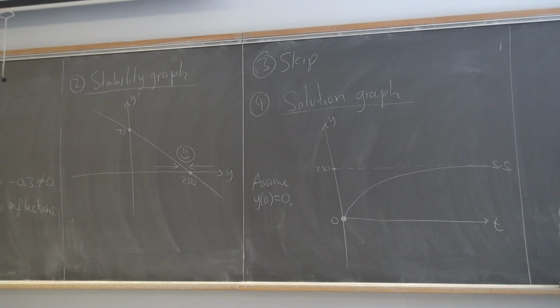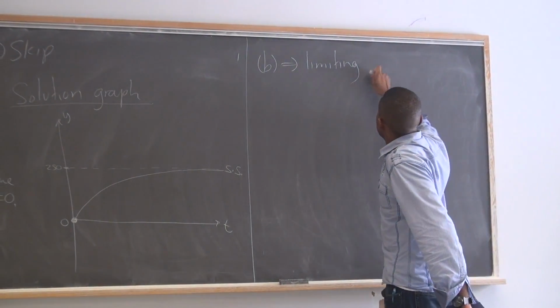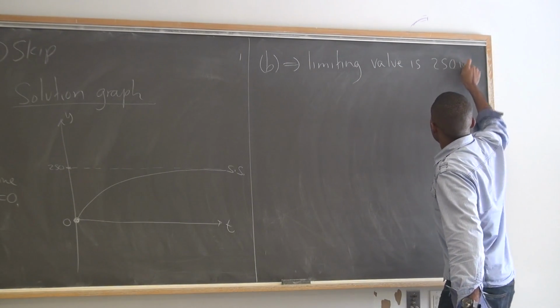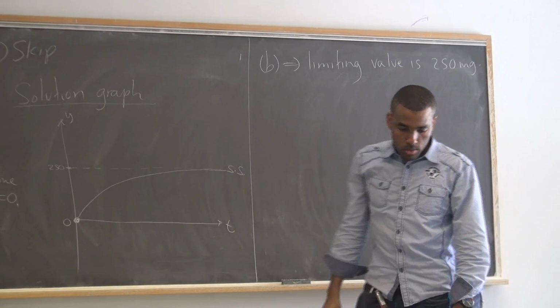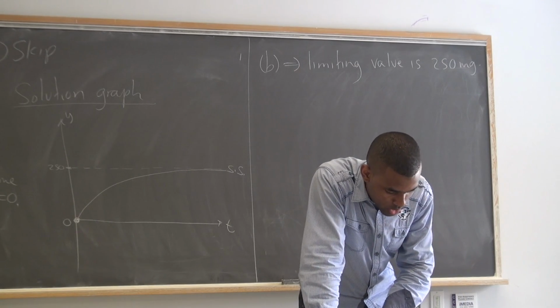And so when they ask the question, what's the limiting value? This implies the limiting value. As time goes on, there's a limit to how much it will stay in your bloodstream. It is 250 milligrams. Right? You will never get more than that with this particular drug.